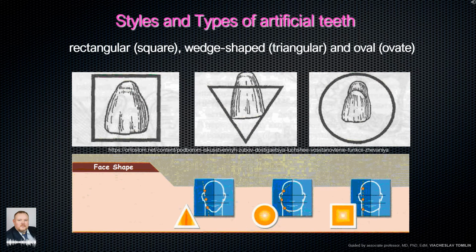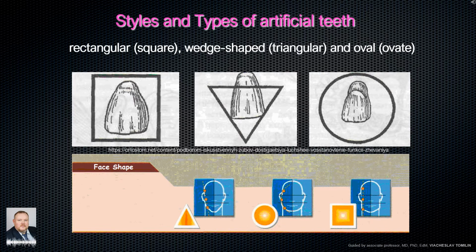In order to improve the quality of prosthetics, albums of styles and types of plastic teeth have been developed. The basis of the album is a rational system that allows the dentist to select the optimal size and type of set of teeth for dentures. All styles of front teeth are of 3 types: rectangular, square, wedge-shaped, triangular, and oval. Ovate, as indicated in the diagram, corresponds to the geometric signs.